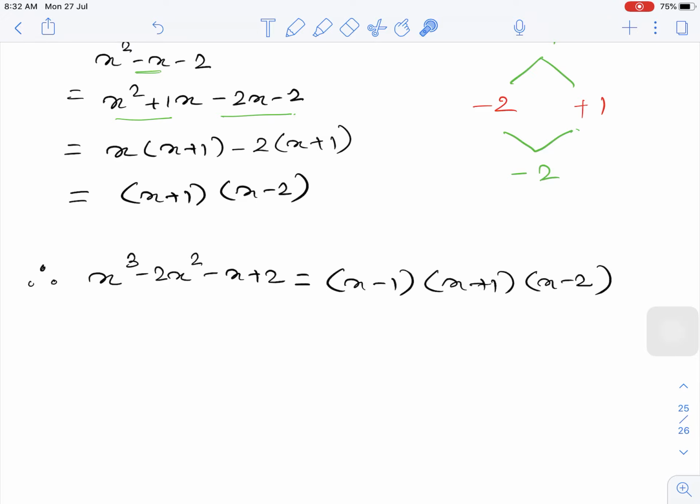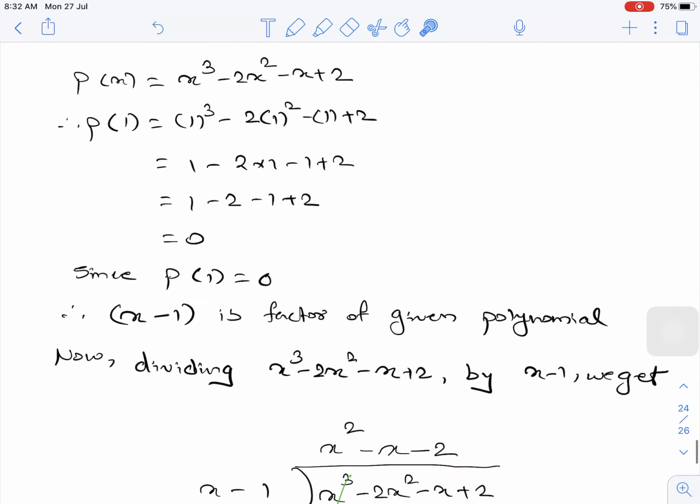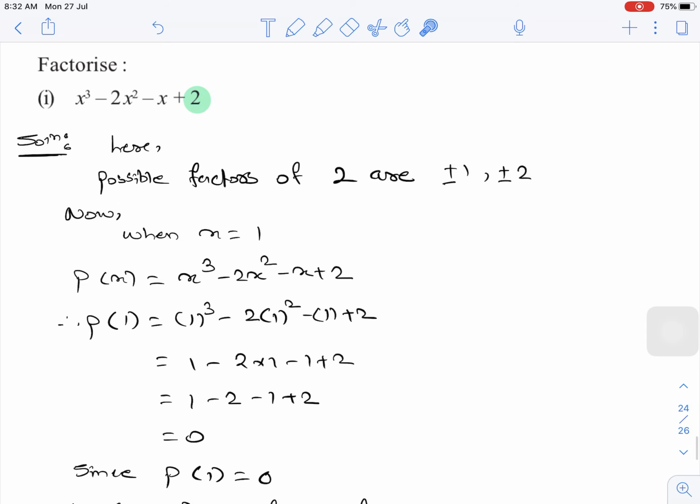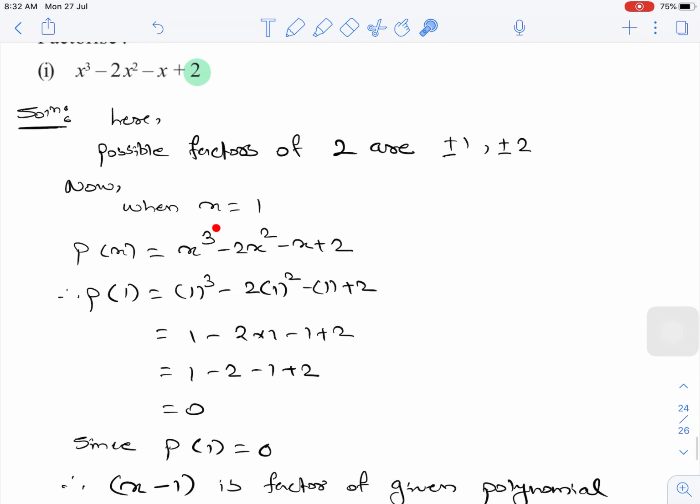Now remember one thing that you have to take care of over here. When I put the value of x as 1, I got 0. Suppose you are not getting 0, then you have to go for the next value. First you have to write it up to here: if you are not getting 0, you have to write that x minus 1 is not a factor of the given polynomial.